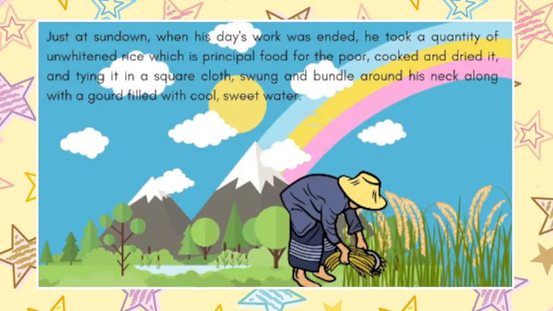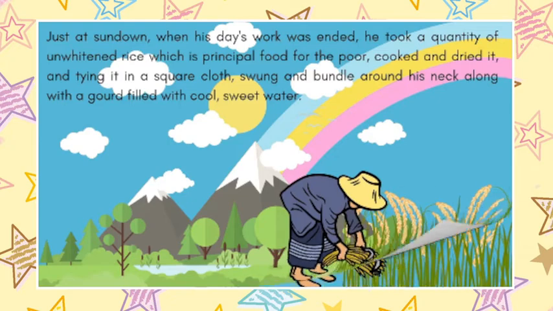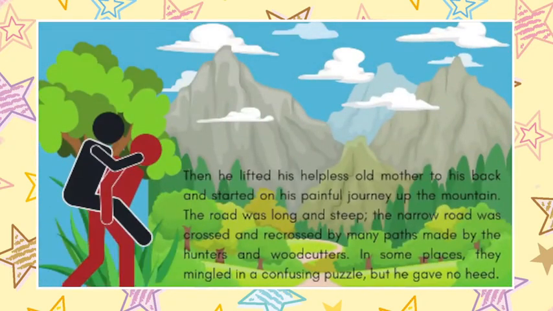Just at sundown, when his day's work was ended, he took a quantity of unwhitened rice, which is the principal food for the poor, cooked and dried it, and tying it in a square cloth, swung the bundle around his neck, along with a gourd filled with cool, sweet water. Then he lifted his helpless old mother to his back and started on his painful journey up the mountain. The road was long and steep.